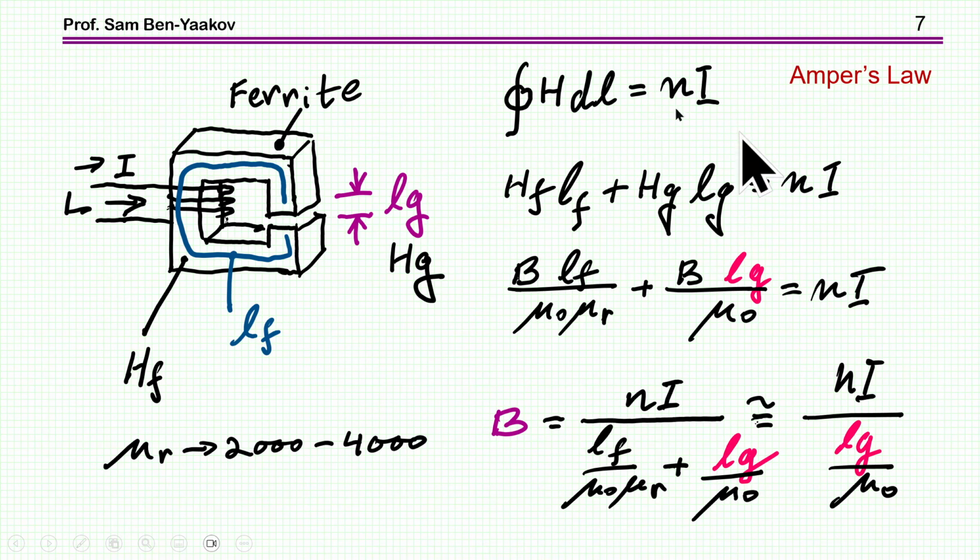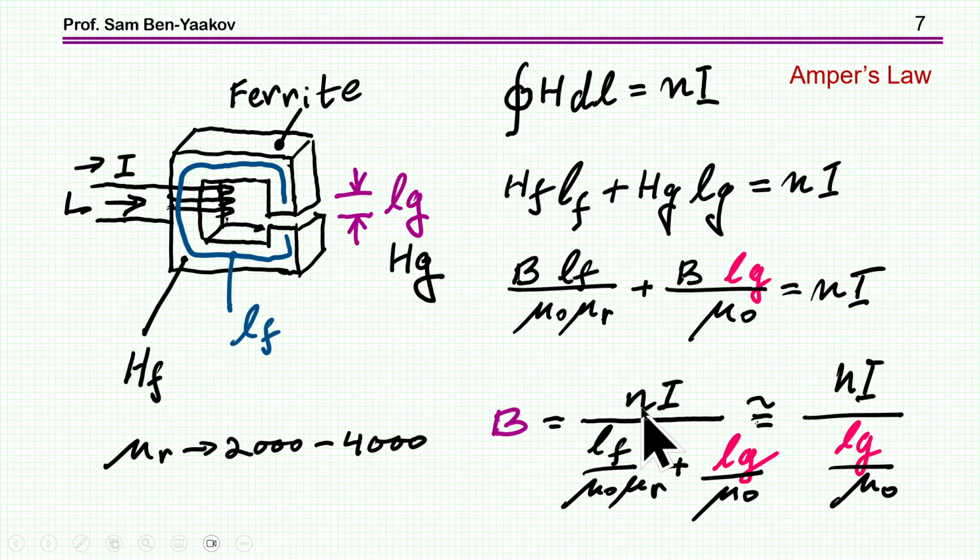So this is now breaking down Ampere's law in this form, and then replacing H by B over the permeability, I get this relationship from which I can extract B. So here is what I'm getting.